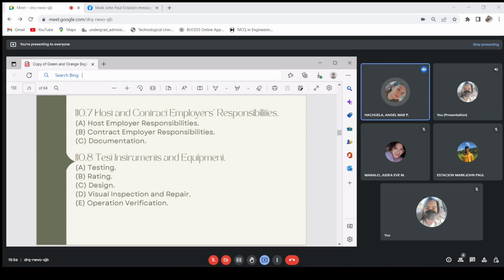Next, used in accordance with any instructions provided by the manufacturer. Letter C, the design. Test instruments, equipment, and their accessories shall be designed for the environment to which they will be exposed and for the manner in which they will be utilized. Letter D is the visual inspection and repair. Test instruments and equipment and all associated test leads, cables, power cords, probes, and connectors shall be visually inspected for external defects and damage before use.